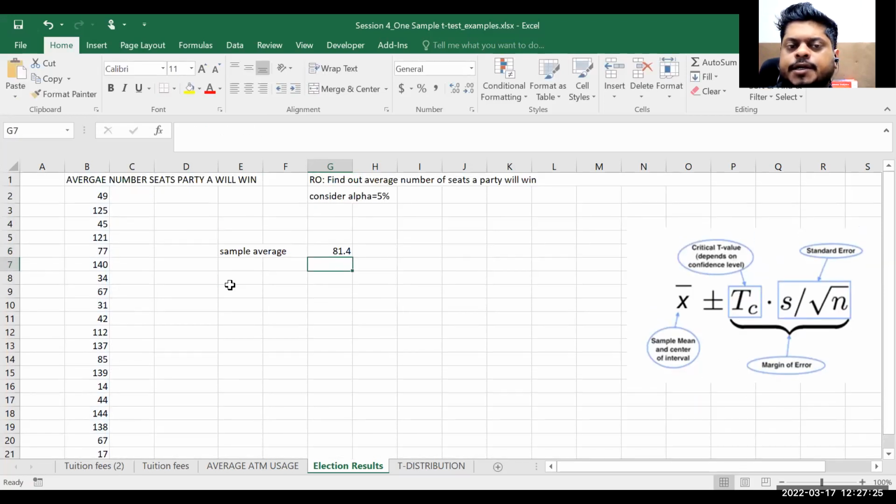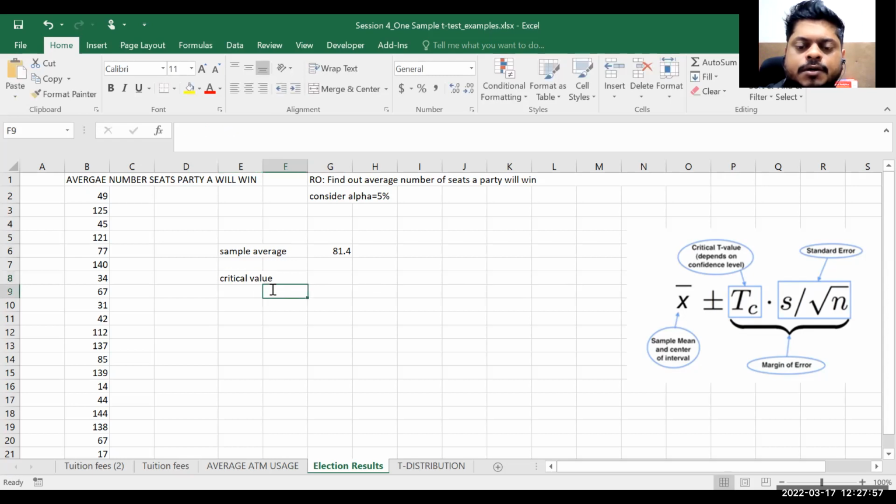So this is your 81.4, right? Now this is something known as margin of error, which provides a range to your sample mean, right? Which provides the confidence interval. Remember what we discussed. That provides a range within which, if I had collected the data, the population mean will definitely fall, right? So I'm trying to find out that range. So the sample average, this is X bar I calculated. Critical T value, right?